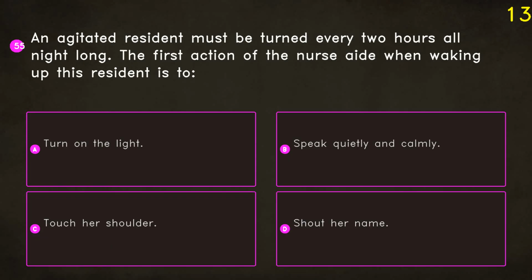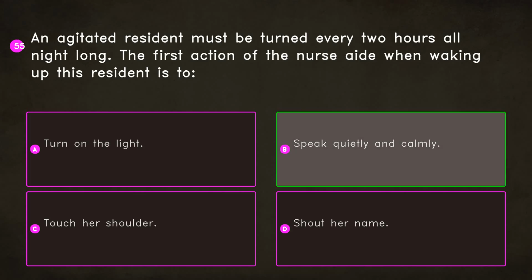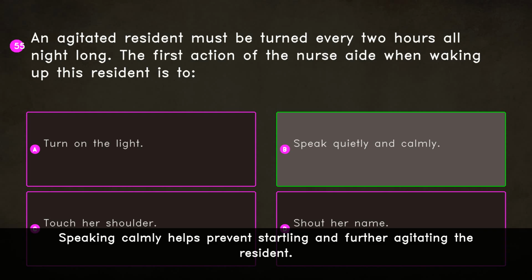Question 55. An agitated resident must be turned every 2 hours all night long. The first action of the nurse aide when waking up this resident is to A. Turn on the light. B. Speak quietly and calmly. C. Touch her shoulder. D. Shout her name. The correct answer is speak quietly and calmly. Speaking calmly helps prevent startling and further agitating the resident.